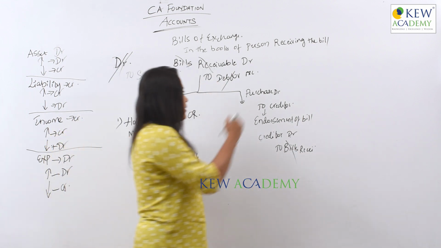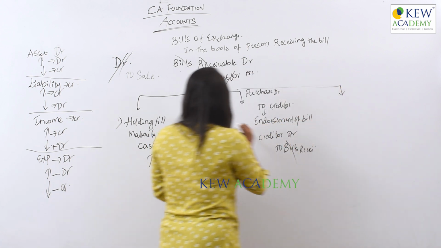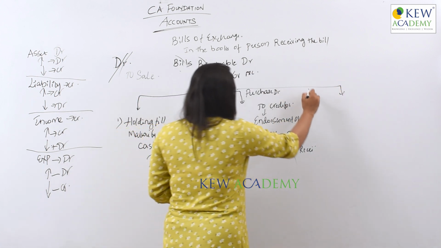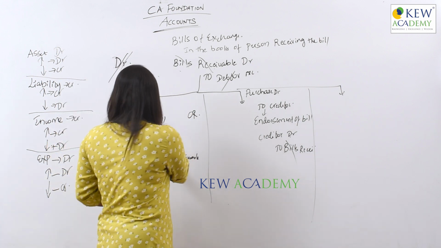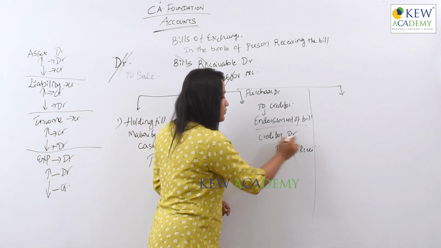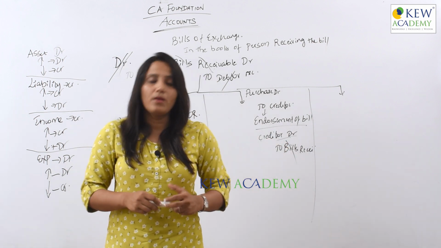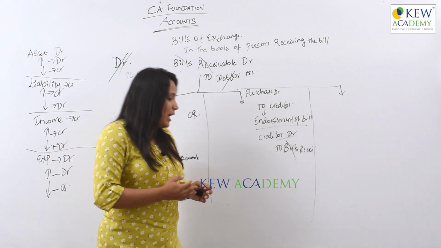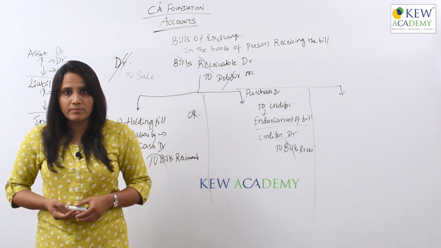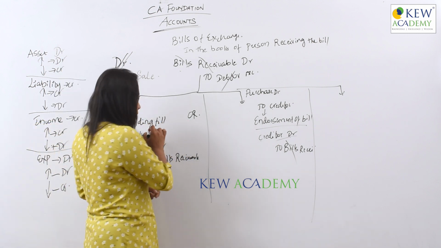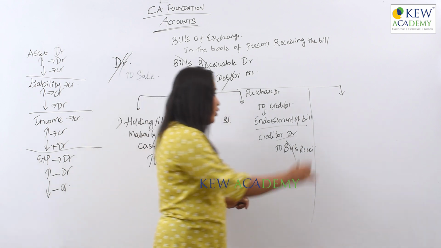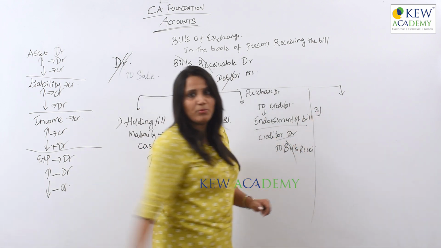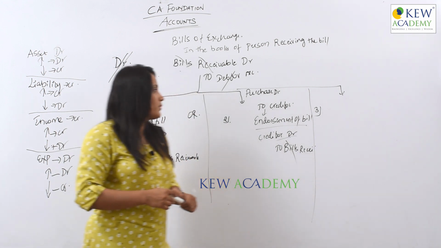Are you getting? Ma'am, what is the third possibility? This is possibility number 1. This is possibility number 2. What is the third possibility? Second possibility is what? Endorsement of the bill. Possibility number 3: I am in immediate need of fund. See, this is "or", okay? Possibility number 1 or possibility number 2 or possibility number 3.